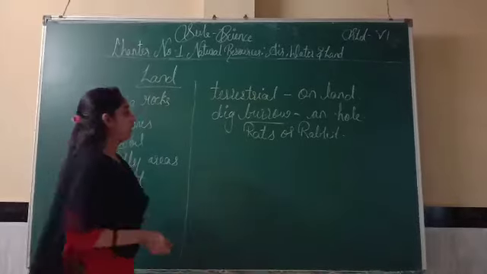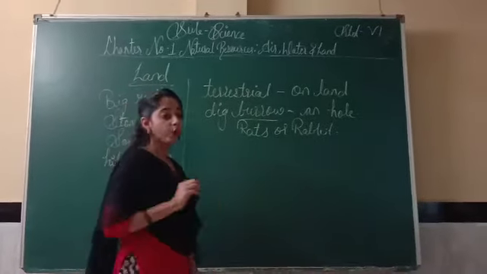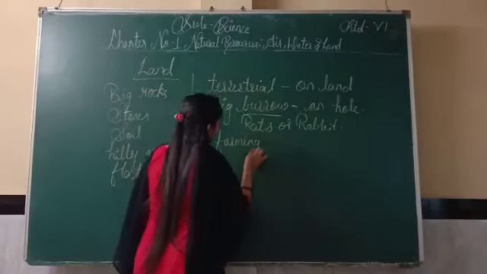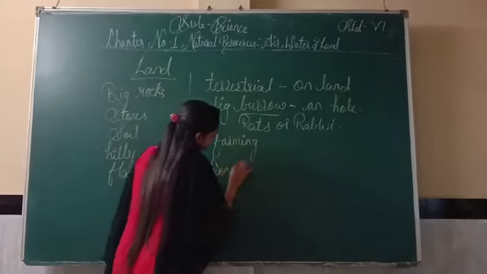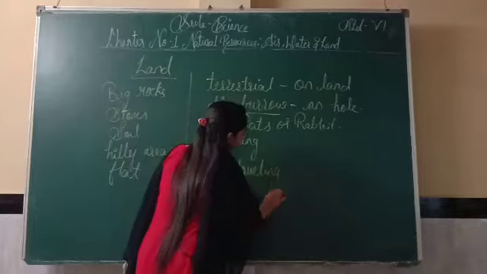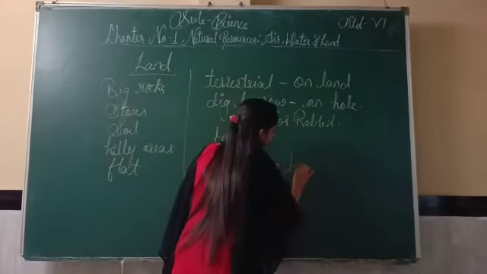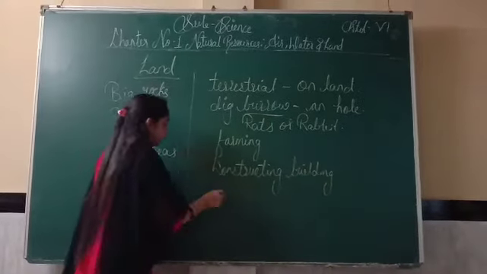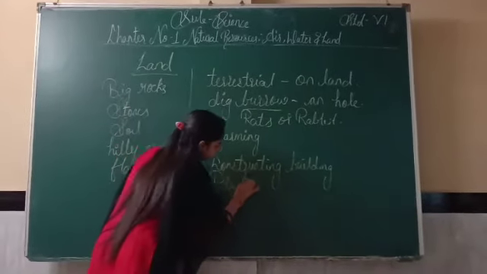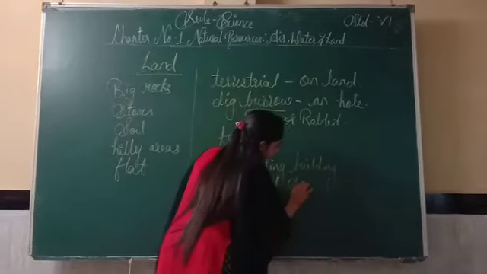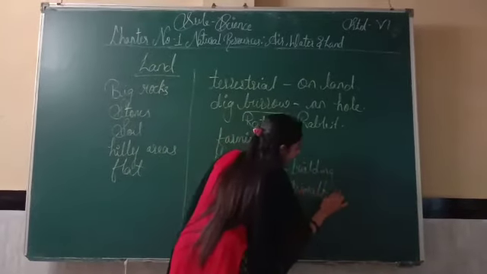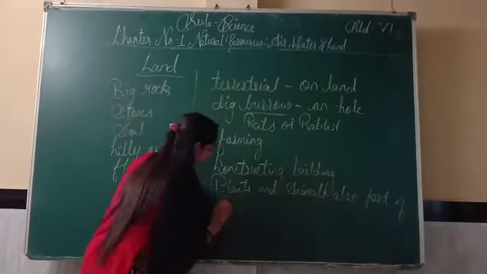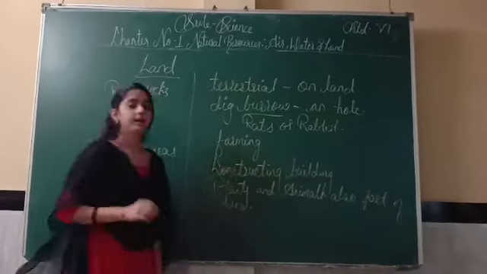Afterward, man also uses this land for his own purpose, for example, farming or constructing buildings. Constructing buildings is a small occupation also for man. And some plants and animals are also part of land. Part of land means they also live on land.